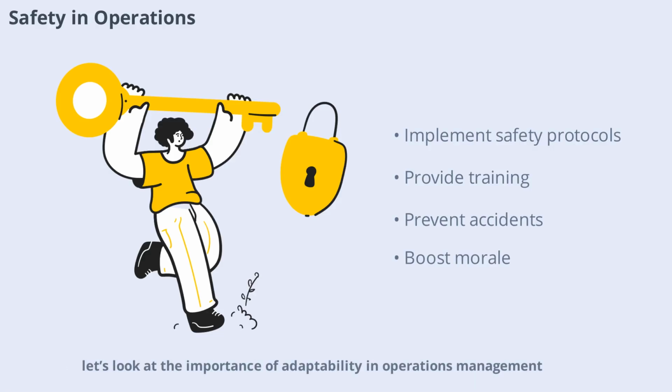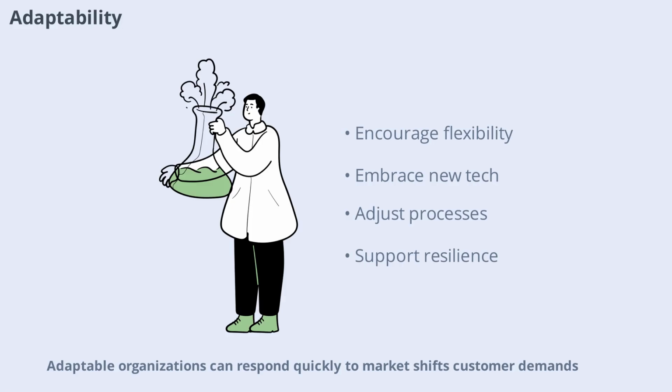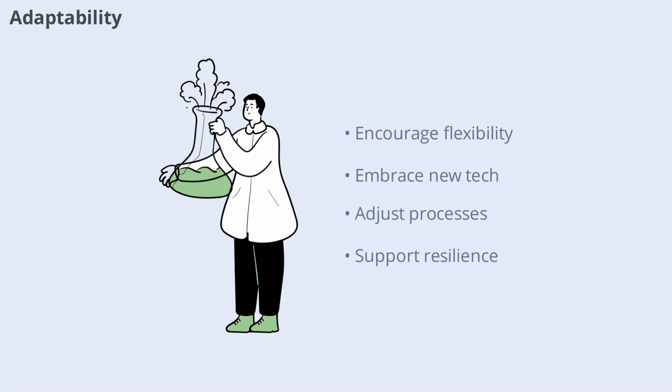Now, let's look at the importance of adaptability in operations management. Adaptability is crucial for thriving in a constantly changing business environment. Operations managers encourage flexibility, embrace new technologies, and adjust processes to meet evolving needs. Adaptable organizations can respond quickly to market shifts, customer demands, and unexpected challenges. This agility supports long-term success and resilience. Adaptability is a mindset that should be cultivated at every level of the organization.